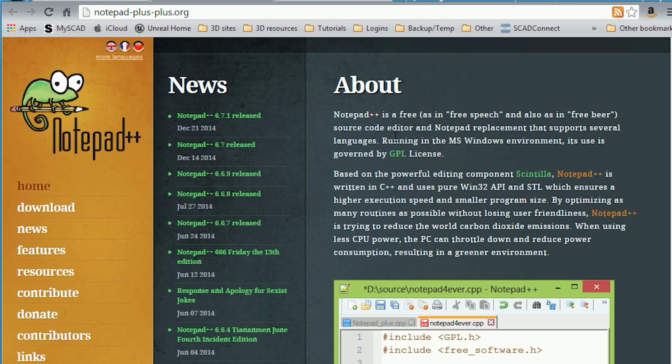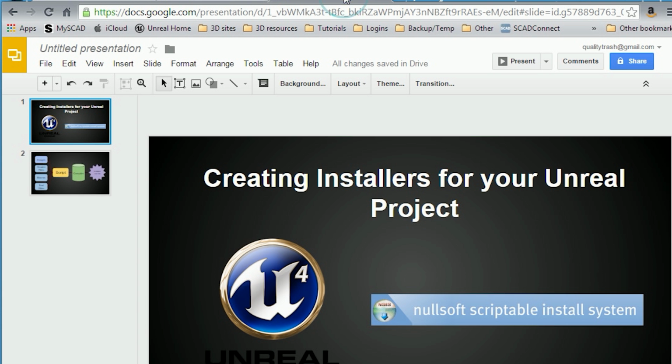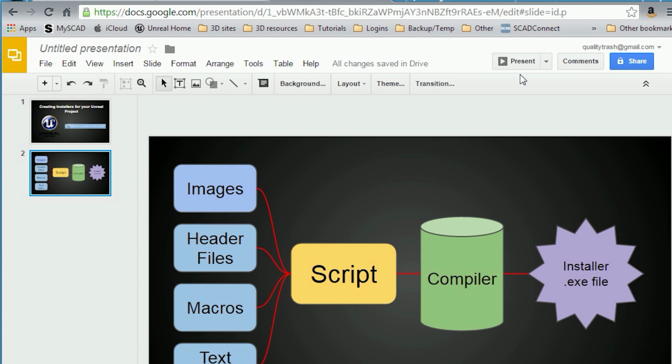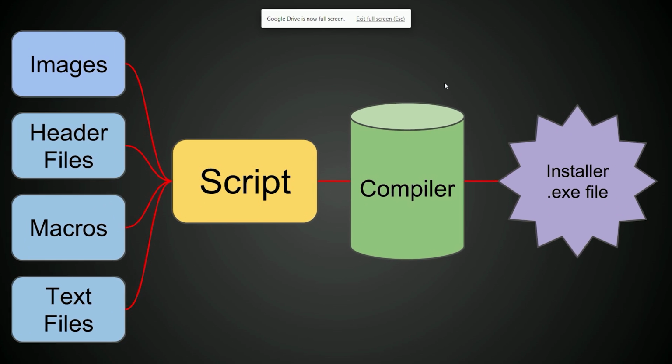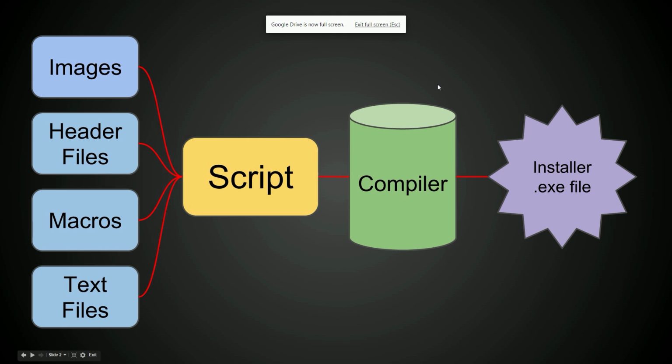Before we dive in to looking at the code and building an installer, I want to go over some high-level overview of how this system works. So let's look at this diagram for a minute. What we're creating with the Nullsoft Scriptable Install System is a script. You're creating a text file that has all the stuff in it that you need to create your installer.